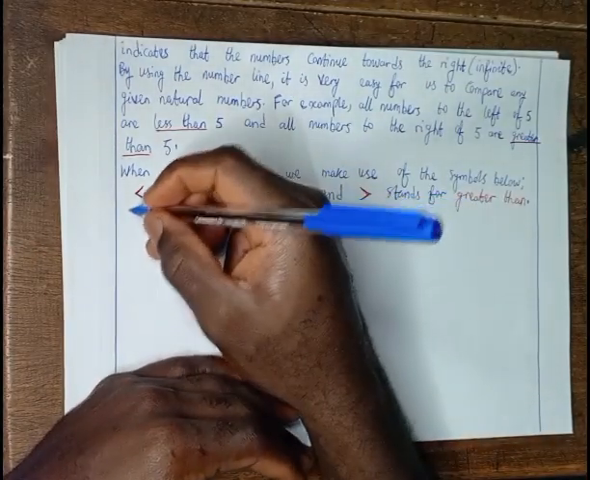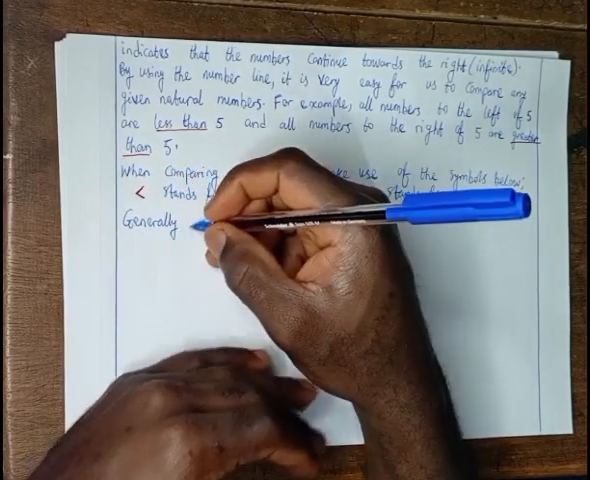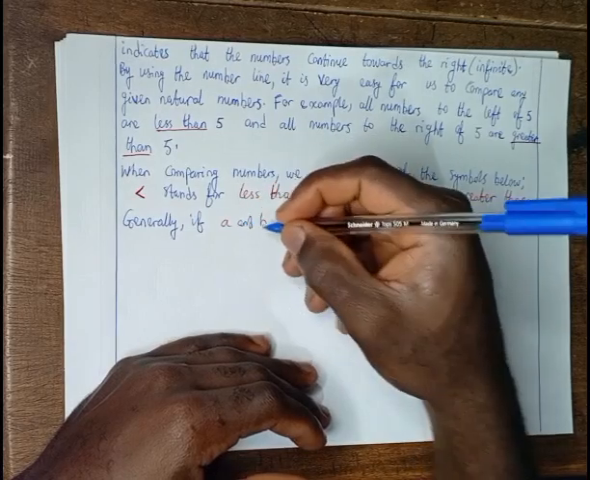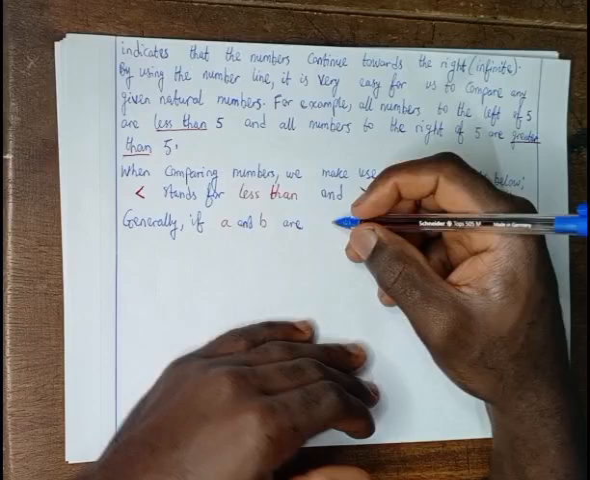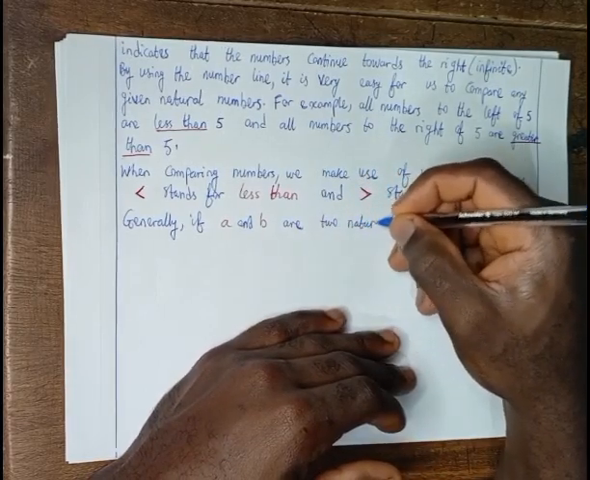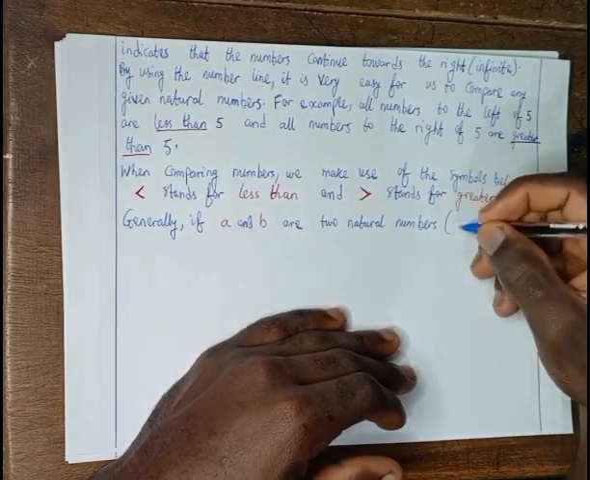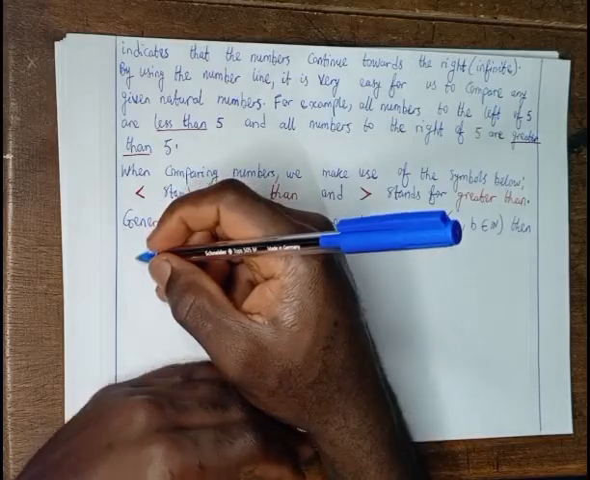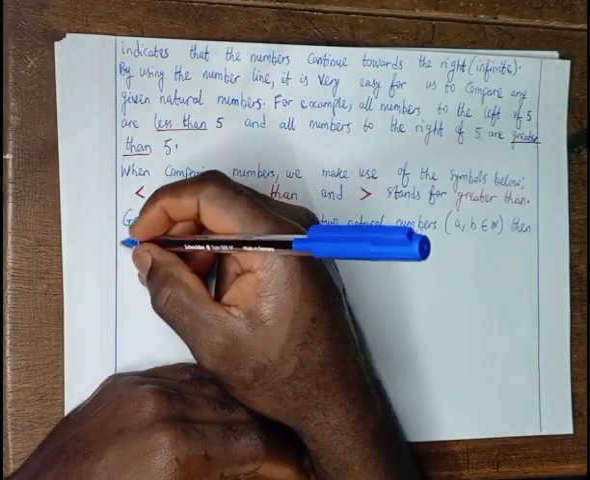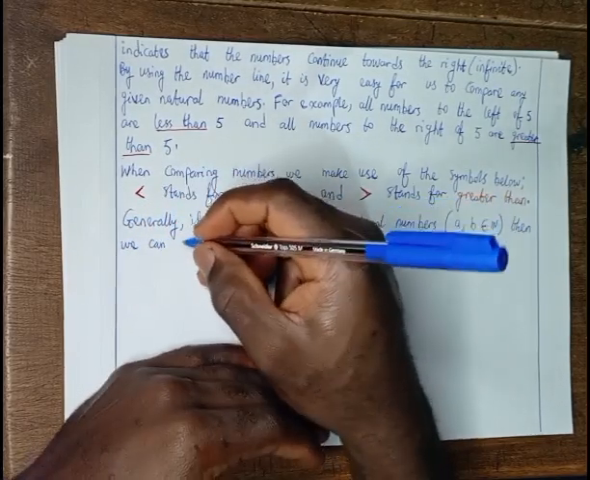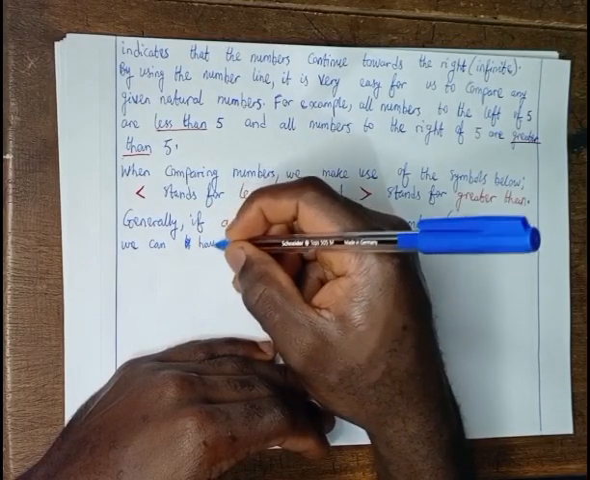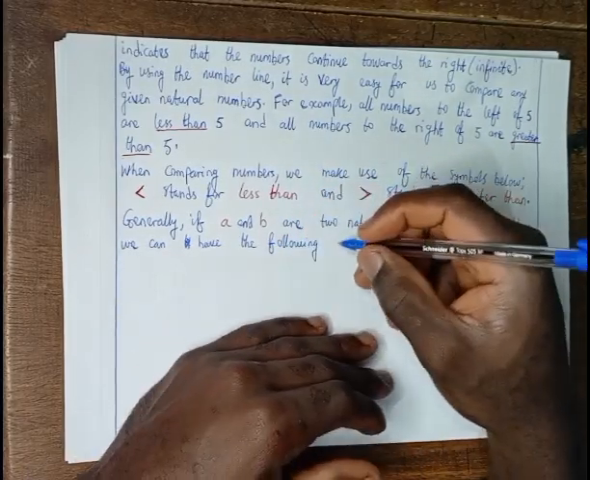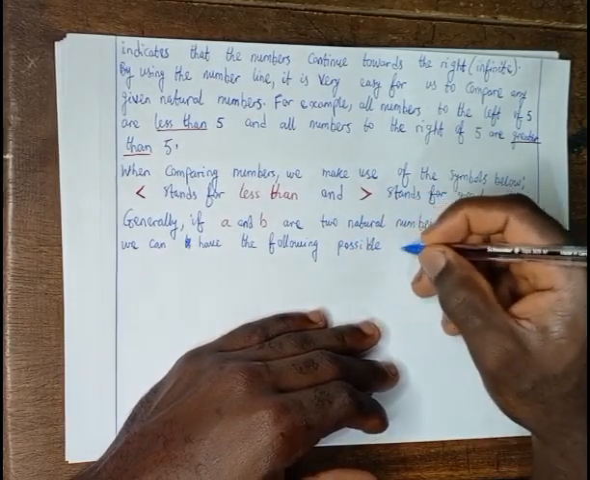Now, most often I love working in a general case. Let's say generally, if A and B are two natural numbers. Mathematically, this is how we write it: A, B belonging to the set of natural numbers. Then we have the following possible outcomes.